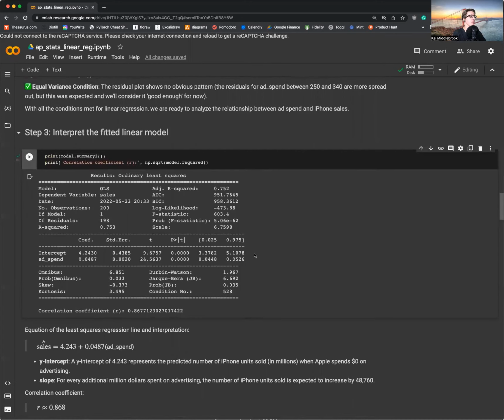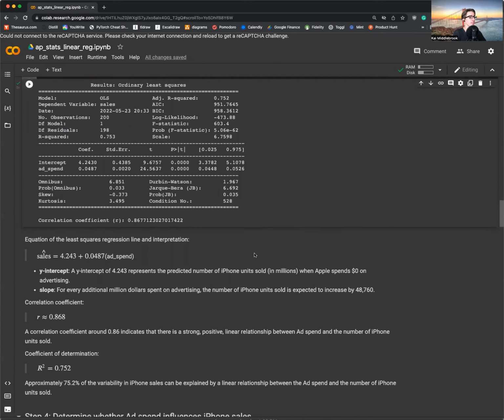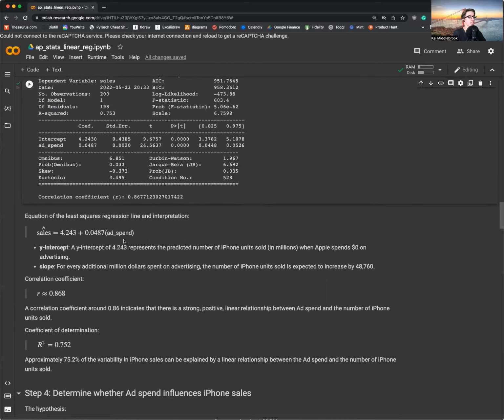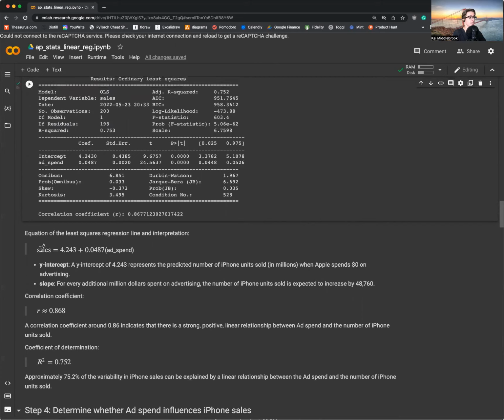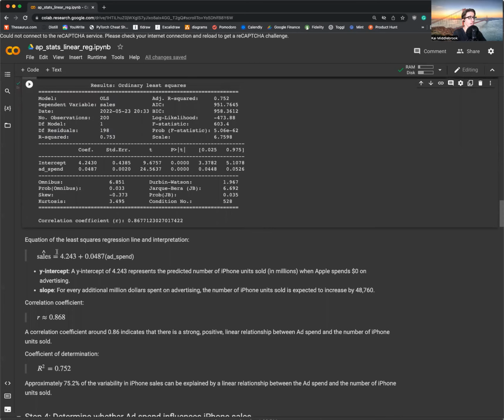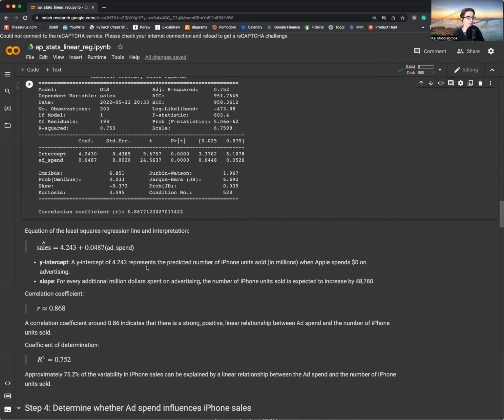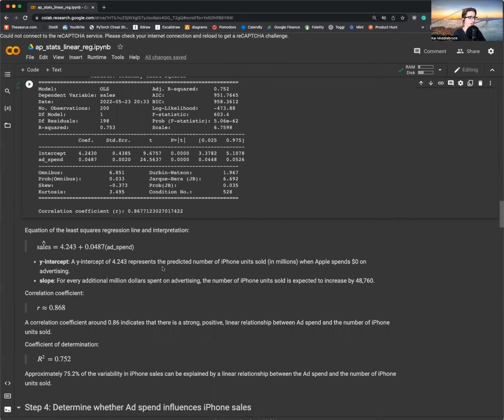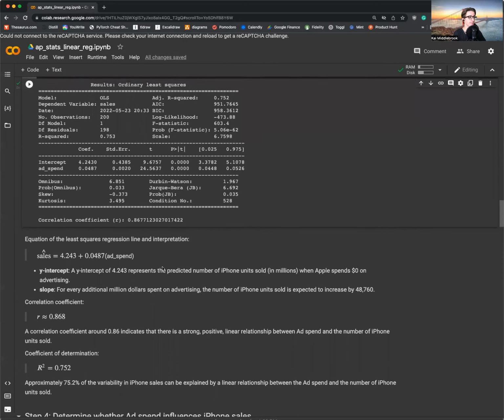Cool. So interpreting these results, let's take a look. The equation for our least squares regression line is: the predicted number of sales is equivalent to 4.243 plus 0.0487 times ad spend, right? So in statistics, we always want to interpret this in context, and in general, whatever field you're in, you always want to contextualize the data.